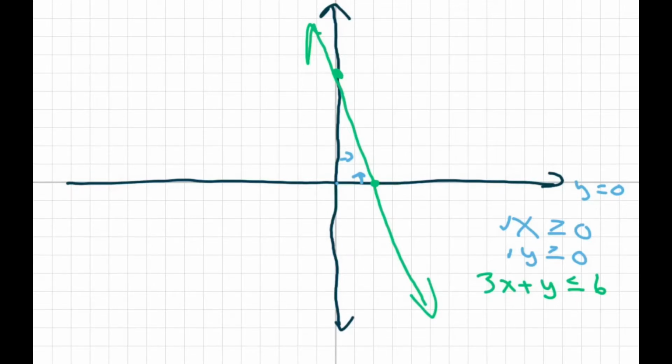All right, and then for the other equation, we had 2x plus y is less than or equal to 2. So we have the y-intercept at 2, and we had the x-intercept at 1. So let me try to graph that one.